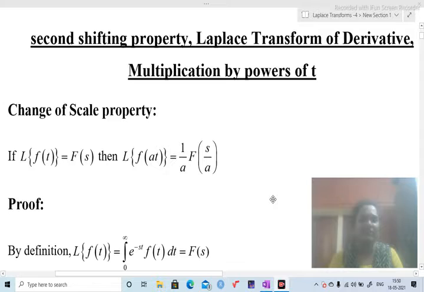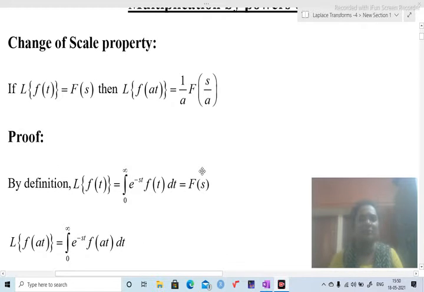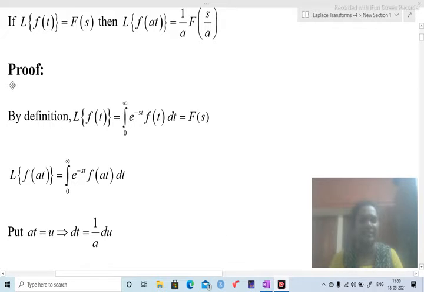If L of f of t equal to F of s, then L of f of at equal to 1 by a into F of s by a. Observe, here t is there, here at is there. By multiplication of t with scalar a, the Laplace transform changes as 1 by a into F of s by a. Proof of change of scale property.